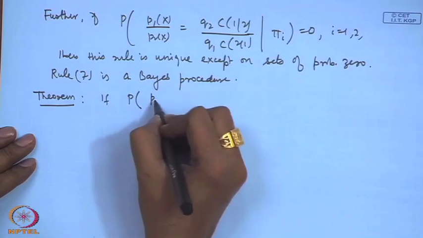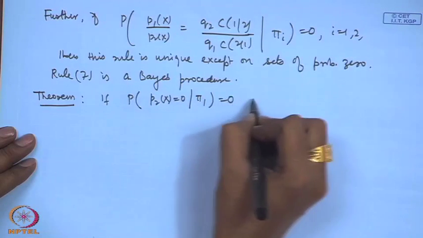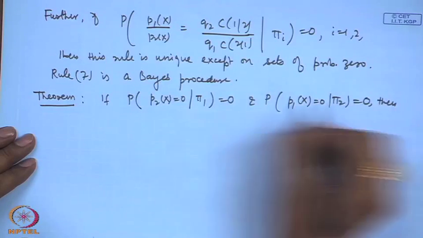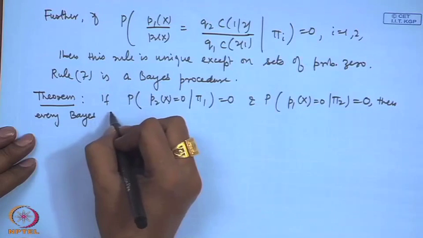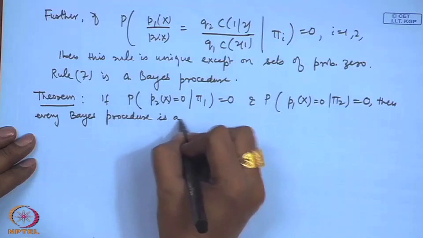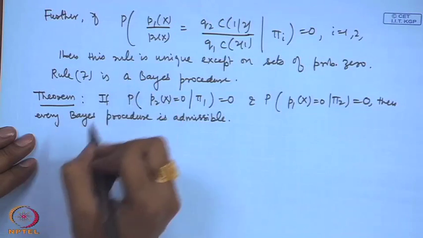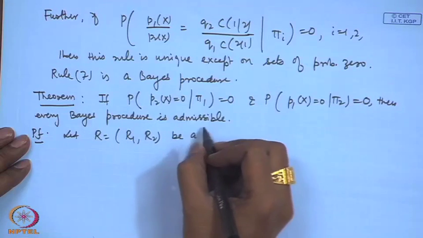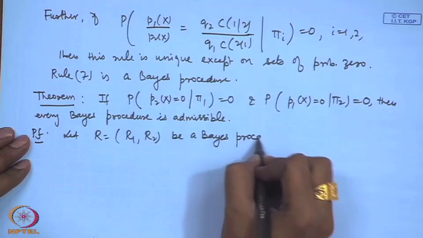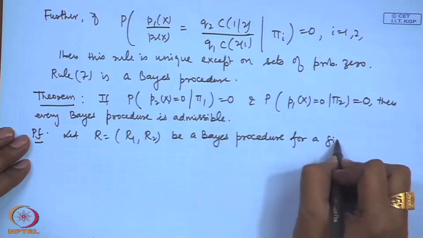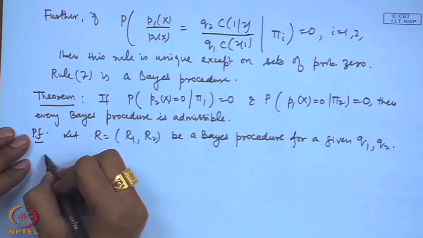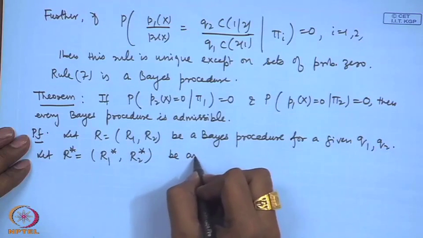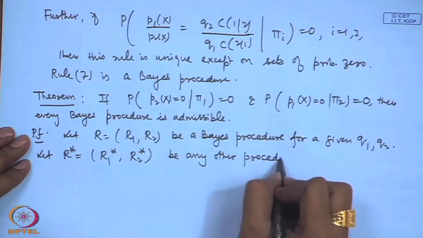If probability of P2x is equal to 0 given pi1 is 0, and probability of P1x is equal to 0 given pi2 is equal to 0, then every Bayes procedure is admissible. Let R equal to (R1, R2) be a Bayes procedure. For a given Q1, Q2, let R star equal to (R1 star, R2 star) be any other procedure.